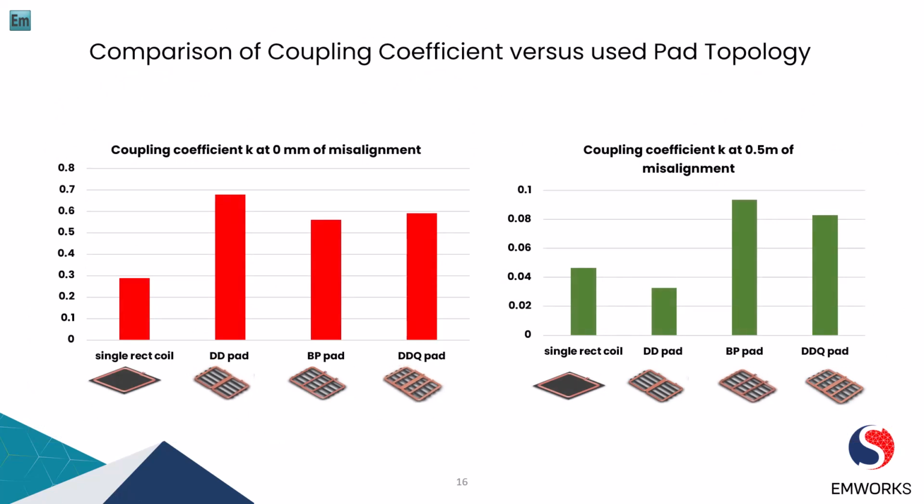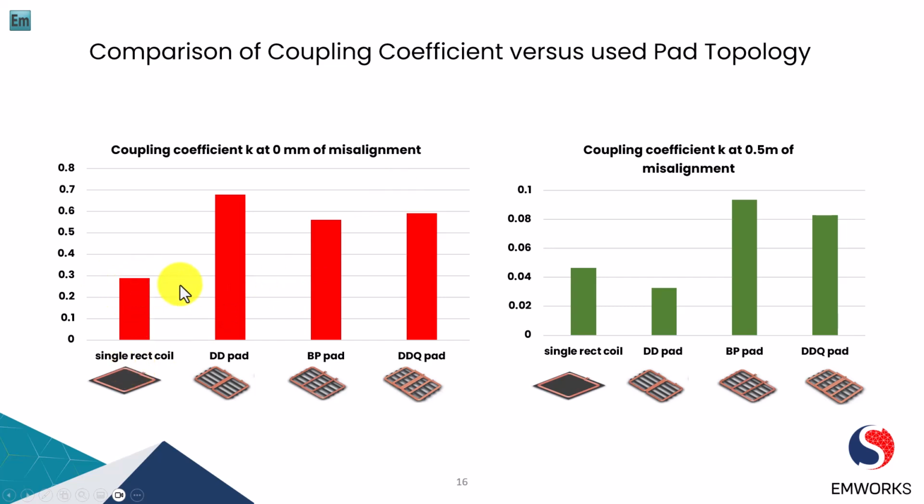So now we'll compare the coupling coefficient of different pad topologies used in wireless charging systems. We have used EMS3D to compute the coupling coefficient for each of these topologies under two different conditions, at 0 misalignment and at 0.5 meter of misalignment. When there is no misalignment, the DD pad, bipolar coil, and DDQ pad topologies show similarly higher coupling coefficients, all above 0.5. However, the single rectangular coil has a lower coupling coefficient below 0.3.